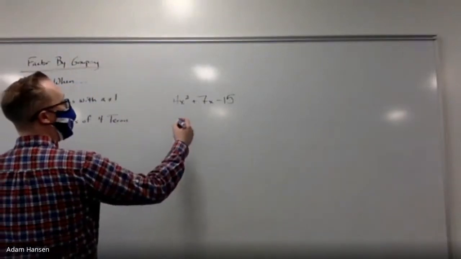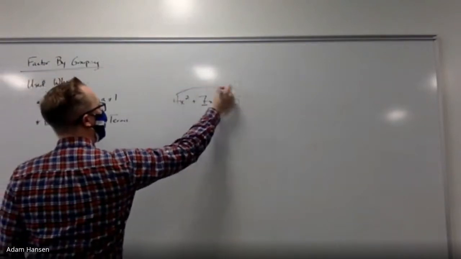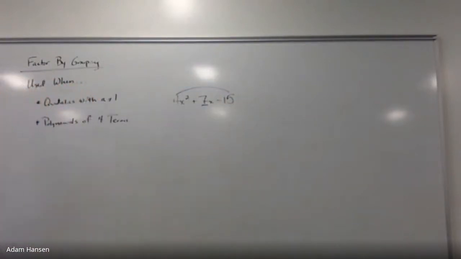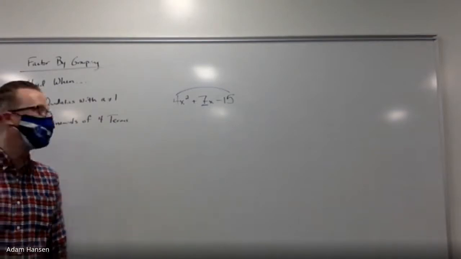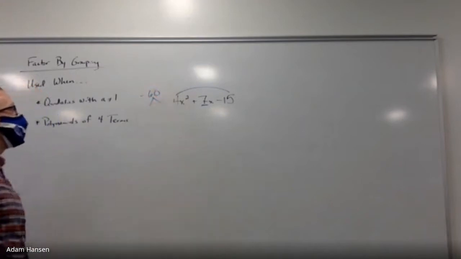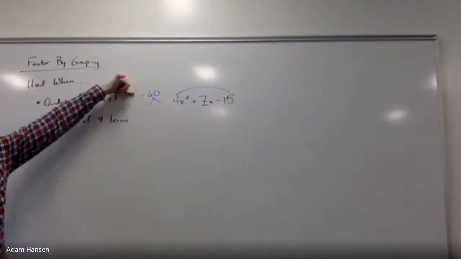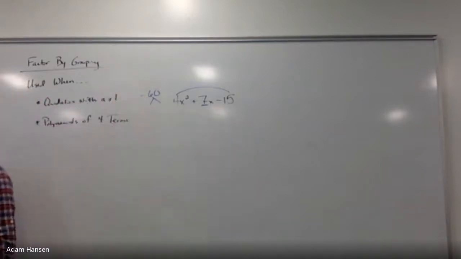I'm looking for a pair of numbers that adds up to 7 and multiplies to whatever 4 times negative 15 is. What is 4 times negative 15? 4 times 15 is 60. So let's think of a way to multiply and make negative 60 and add up to 7. I got negative 60 by taking negative 15 times 4. Factors of negative 60 whose sum is 7. Anyone got a guess?